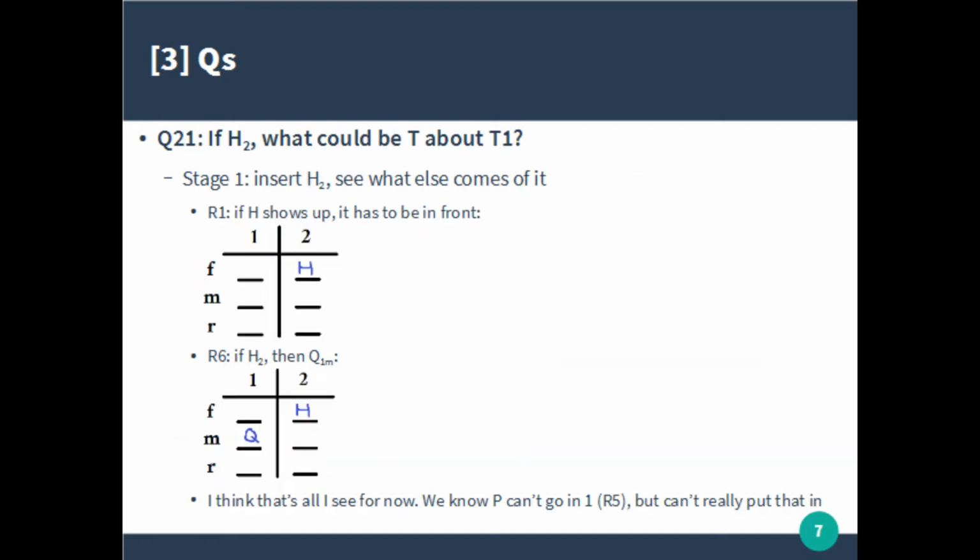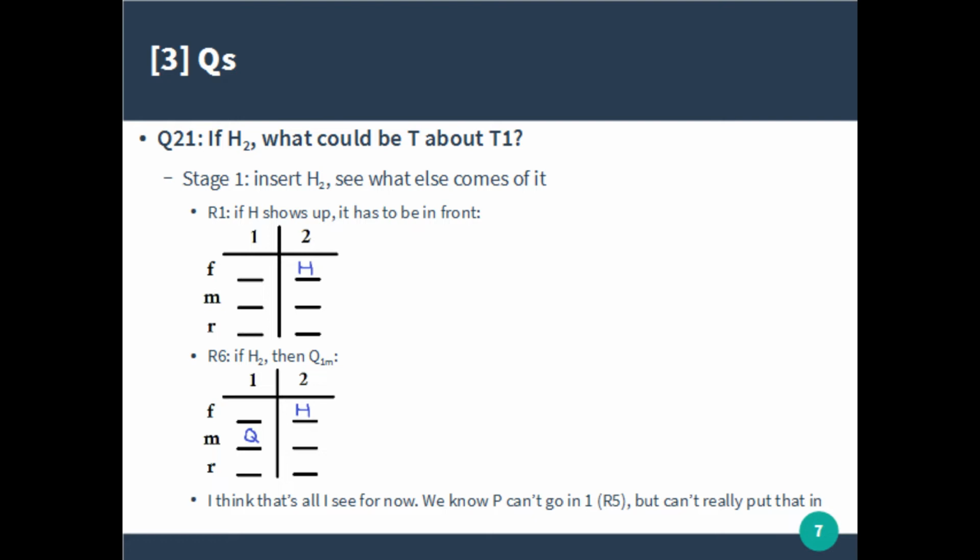Pushing right along into question 21. This one proposes, if H is on team 2, what could be true about team 1? So let's look at what's going on here. We're just going to start with a normal stage 1 analysis. We're going to insert H being on team 2 and see what else comes of it.